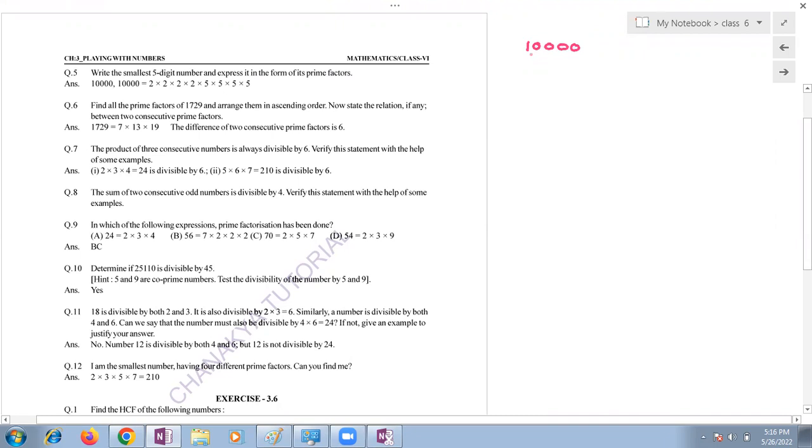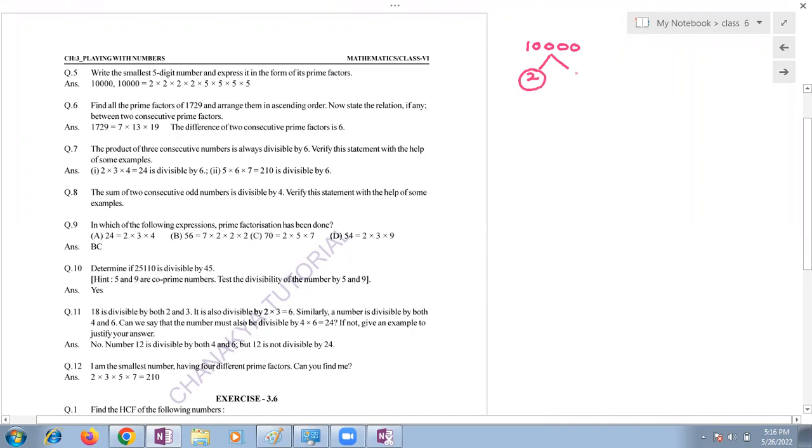Yes, very good. After 9999 you will get 10,000. To find the prime factors, you can go with the tree method or the prime factorization method. Any method you use, you are going to get the same answer, children.